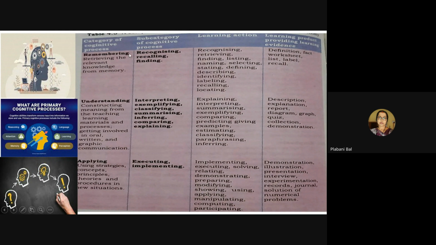Then the category of cognitive process, we know that remembering is a category of cognitive process. So retrieving the relevant knowledge from memory is called remembering. Then what will be the subcategory? Subcategory will be recognizing, recalling, or finding. Finding means finding from a list or from a given area, given subject like this. So specially this is recognizing, whether we are able to recognize it or not, and recall it. That means we are retrieving from the memory what is there in the memory.